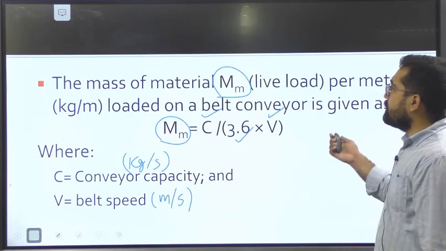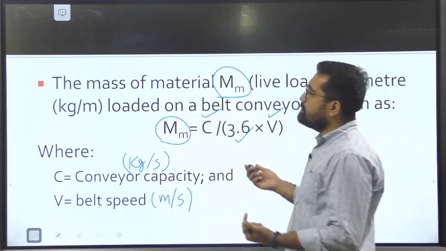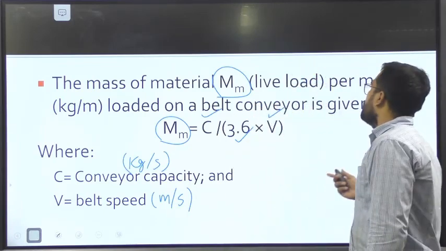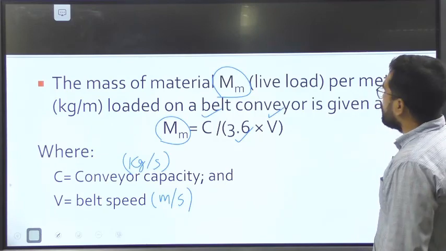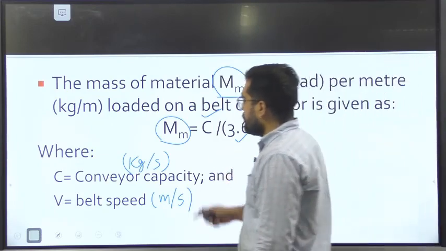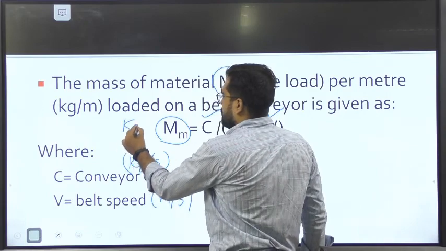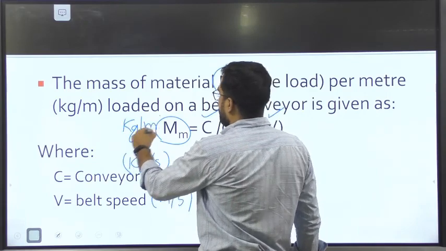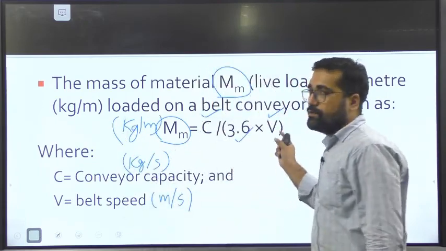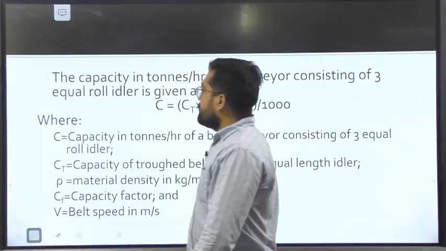So this is how we will find out the mass of the material we are conveying from one end to another. Mass of material, or live load, per meter, how much we are finding, loaded on a belt. This much material can be loaded on a belt per meter.